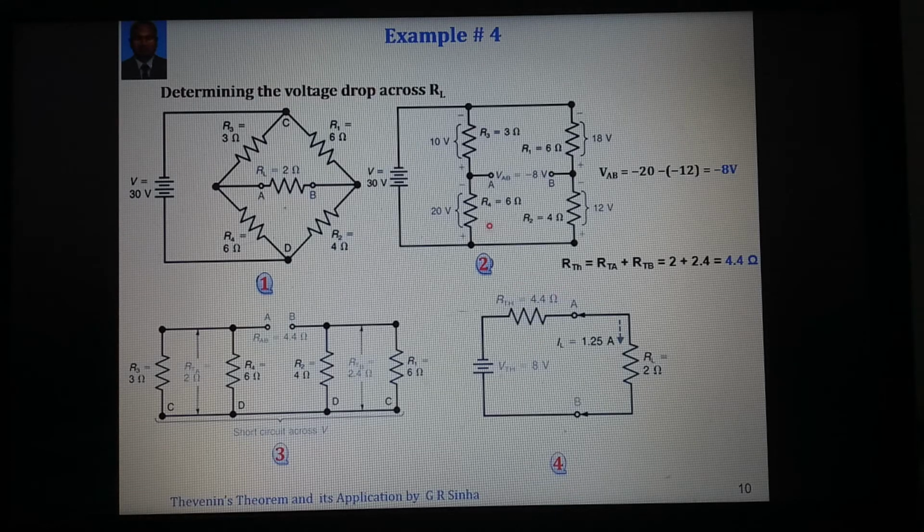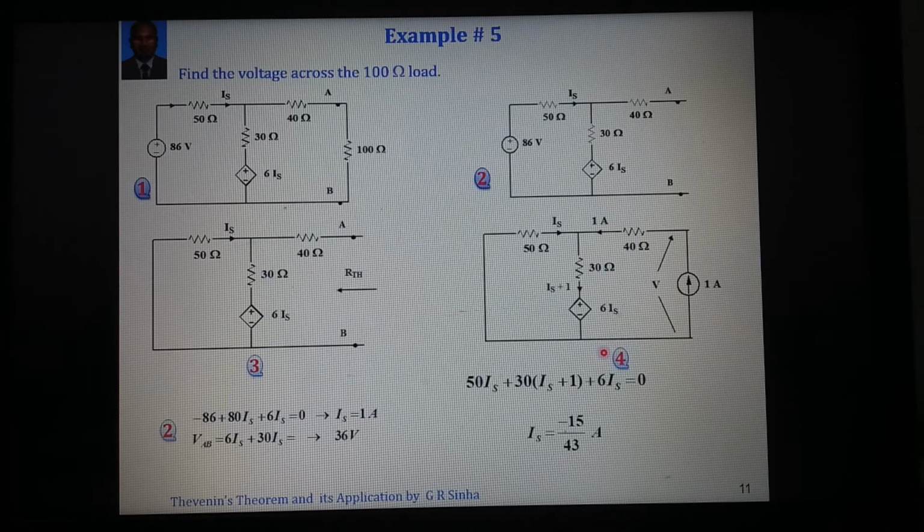And if we are interested in how much current is flowing through 2 ohm, we can calculate 8 divided by 4.4 plus 2, that is 1.25 ampere. This is how we can solve simple and even complex circuits when there are independent sources present.